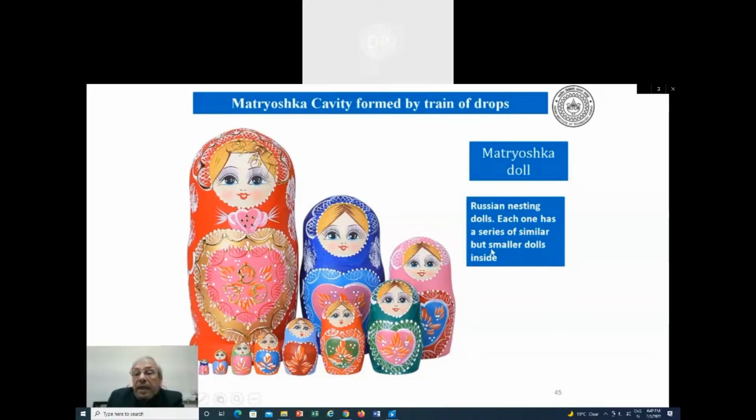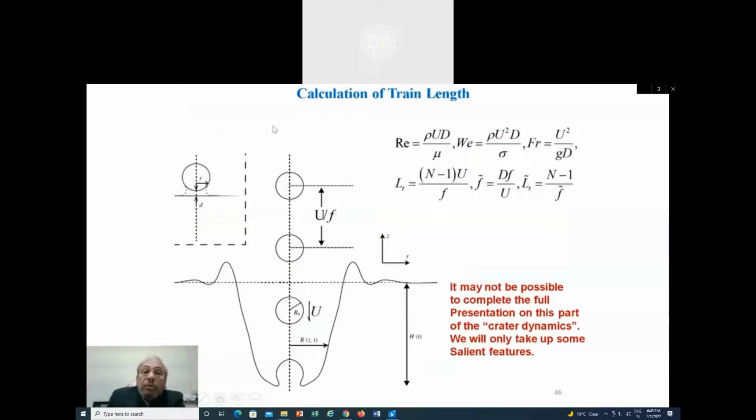So now you will see that a cavity inside a cavity, yet another cavity inside that, just like the Matryoshka doll, can be formed, and these are called Matryoshka cavities. We have done some computational work with Matryoshka cavities, and these are the drops. You can see the first drop, the second drop, third drop, fourth drop, etc.